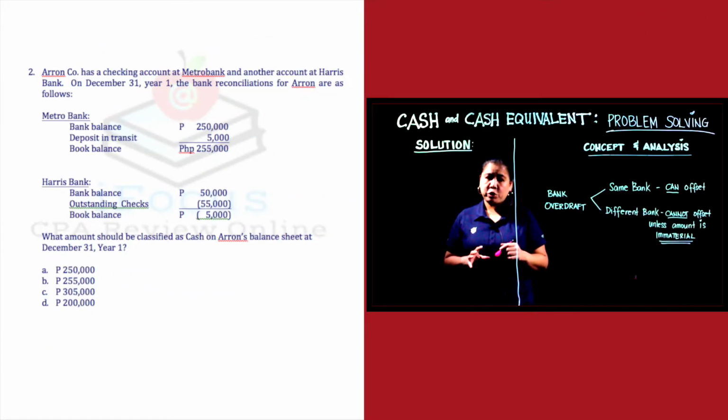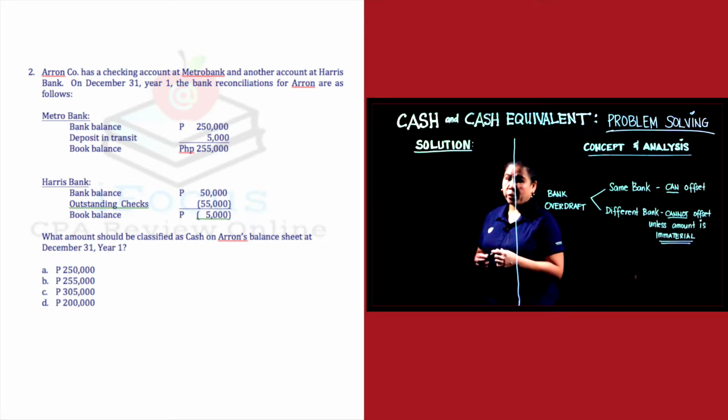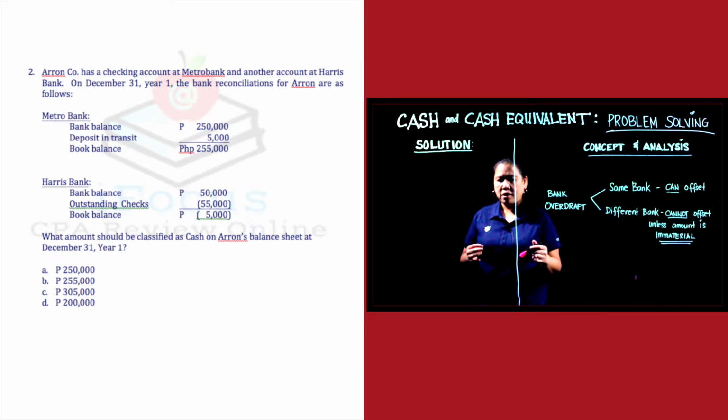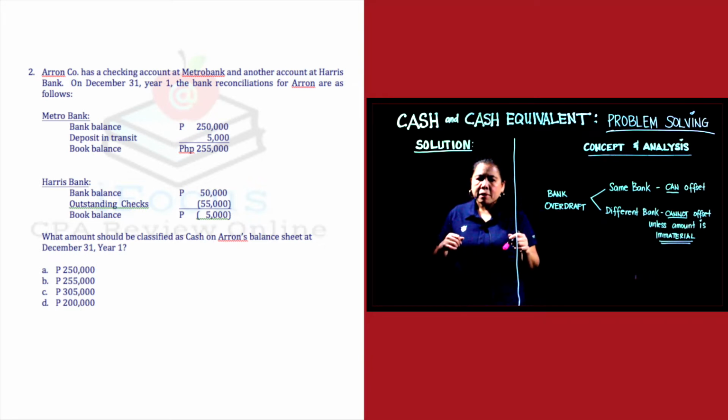Alright, question number 2. So, requirement ng question number 2 is, what amount should be classified as cash on Aaron's balance sheet at December 31st, year 1? Okay, so ang hinahanap dito ay yung cash. Now, Aaron Company has a checking account at Metro Bank and another account at Harris Bank. It's a different bank. On December 31st, year 1, the bank reconciliations for Aaron are as follows. So, Metro Bank has a positive balance of 255,000 while yung balance niya kay Harris Bank ay negative balance, okay?